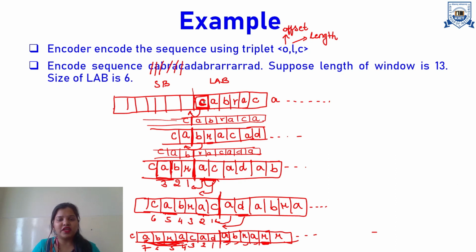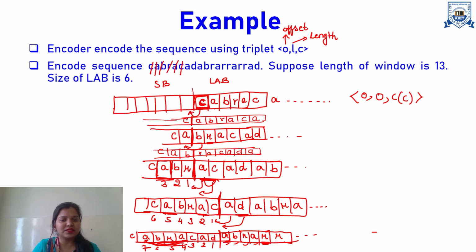Now check, do we have any match here for C in the search buffer? No. So offset will be 0, length of the match sequence is 0, and we don't get any match element, so we will write code for C itself. Because we want to decode C here and no matched element is found, we will send code of C. Now this element is slided towards the search buffer, that's why it is known as sliding window.